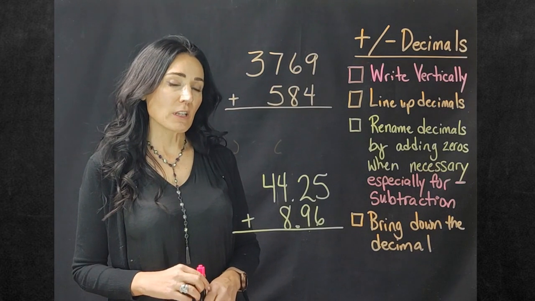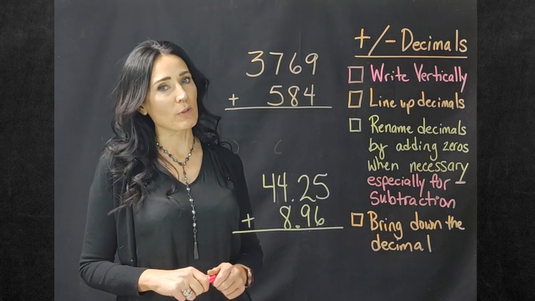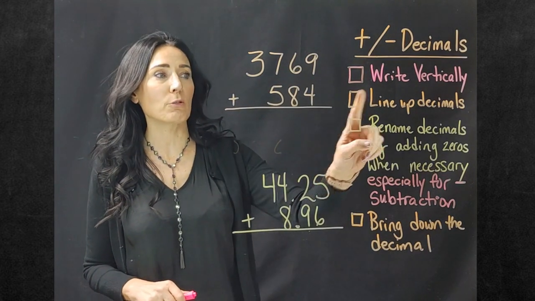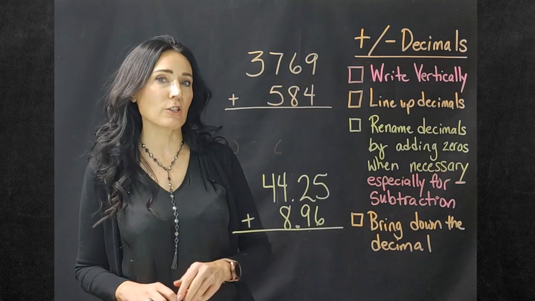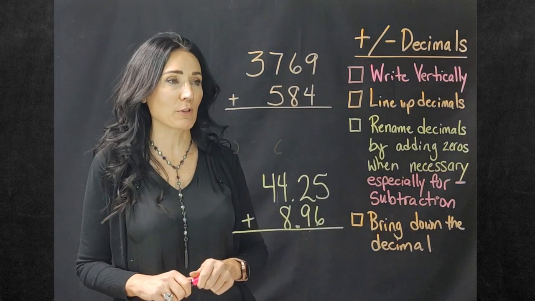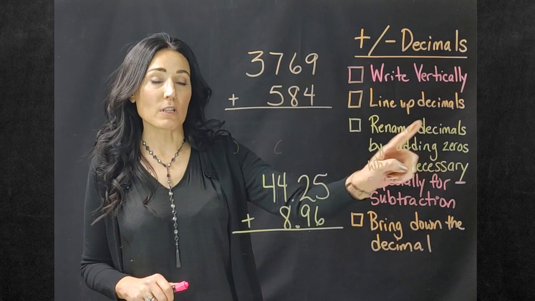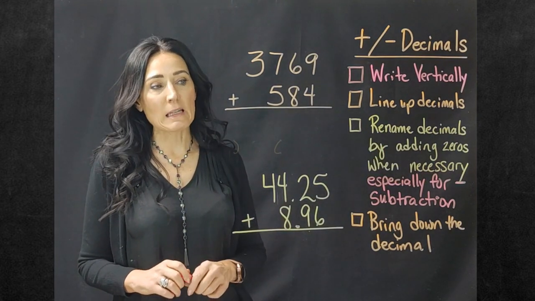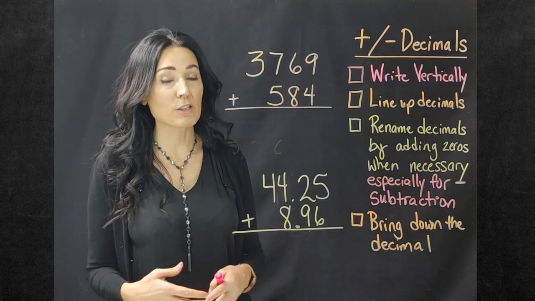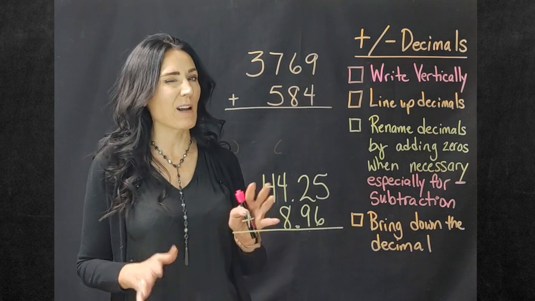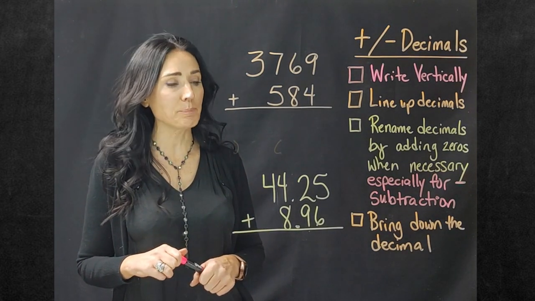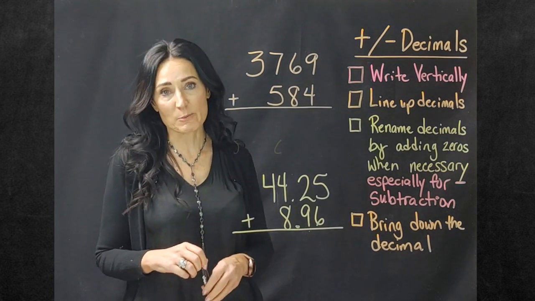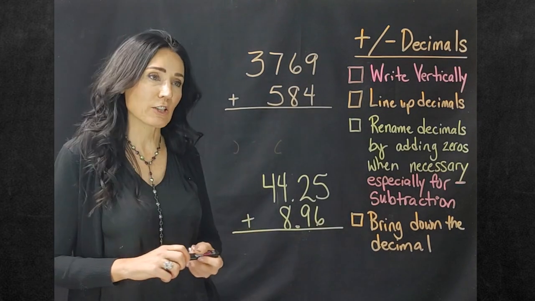So a couple things you need to make sure that you're doing when you're solving for decimals is you want to make sure that you write them vertically. It is easier to add and subtract numbers when they're written vertically. You want to make sure the decimals are lined up, and you also want to rename the decimals by adding zeros when necessary. Now this is really necessary when you're subtracting, not as necessary when you are adding. And then we want to bring down the decimal when we're done. So let's go ahead and get started.